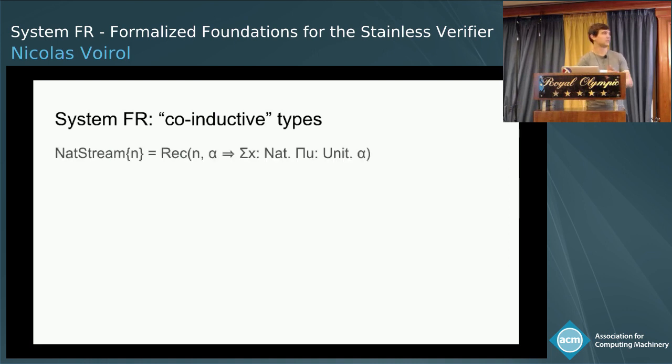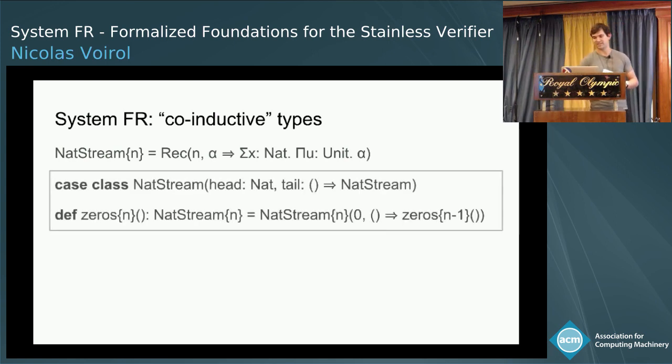So for example, this lets us verify things about streams. This is how you would define an stream type in System FR. But if you're like me and you don't like reading System FR, this is what it looks like in more Scala syntax. Then you could define zeros with this extra n parameter, which is just useful there to give hints to the type checker. And zeros is just the infinite stream of zeros.